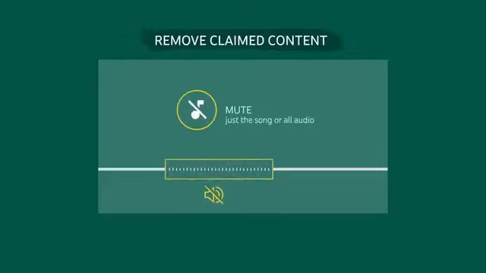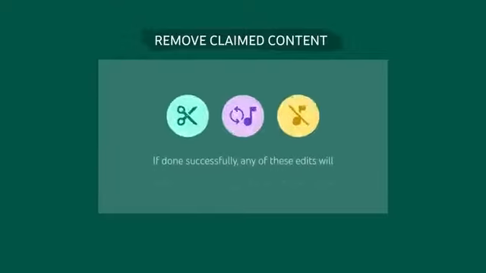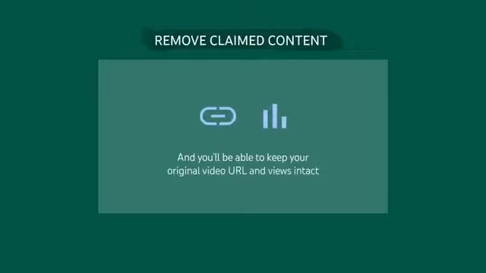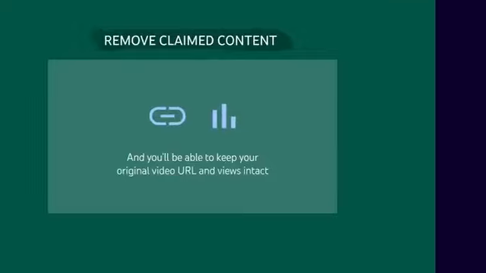Or, for an audio claim, you can replace or mute the music. If you choose to replace it, you can pick an alternative from the YouTube audio library. Or you can choose to mute just the claimed song or all audio during the claimed segment. If done successfully, any of these edits will automatically release the associated claim, and you'll be able to keep your original video URL and views intact. If you believe your video has a Content ID claim that is invalid, you can dispute it.